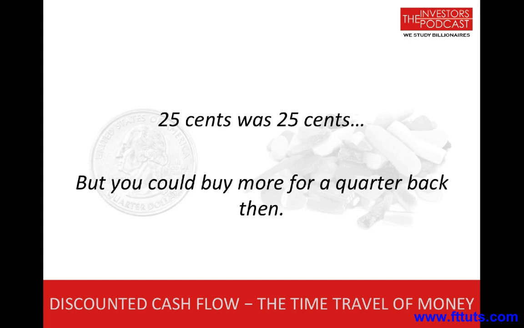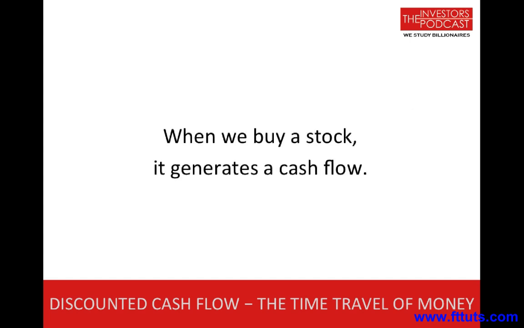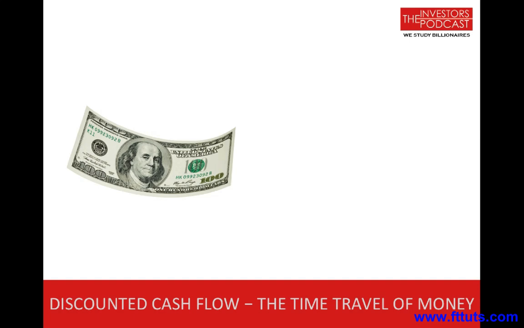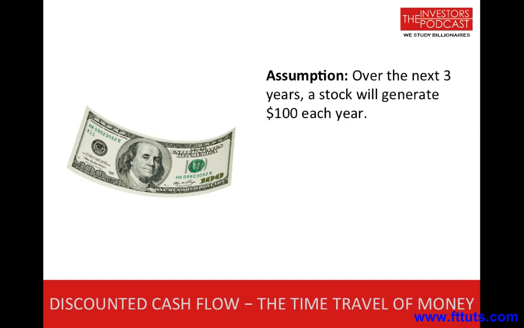My intention for this lesson is to break down and explain what discounted cash flows are and how we determine the discount rate. In Module 1, we learned that when we buy a stock, it generates a cash flow. And as you also saw, it doesn't matter if it's a form of dividends or not. So let's just assume that over the next 3 years, a stock will generate $100 each year. You might be thinking that the value of the stock today is $300. I mean, after all, you collected $100 thrice, right?